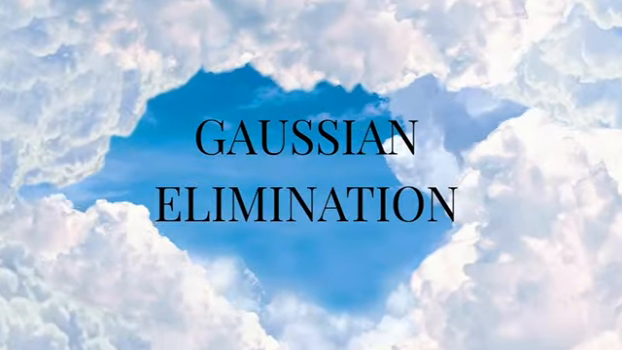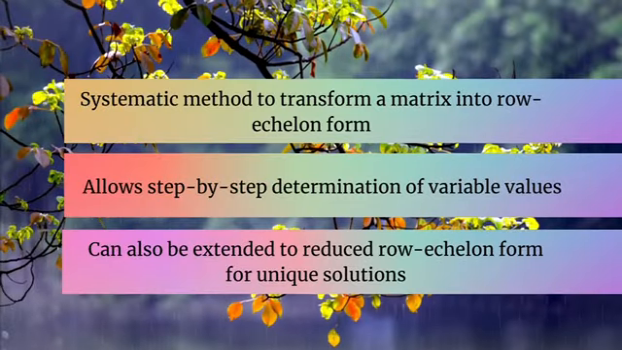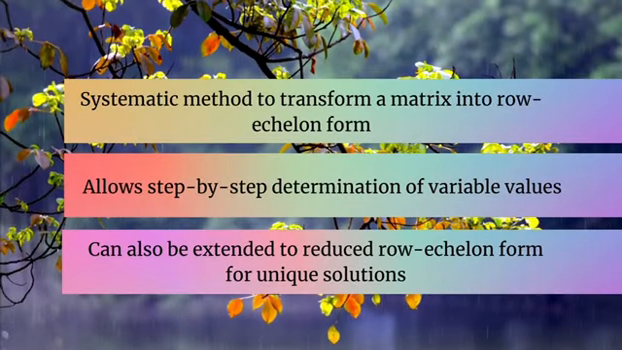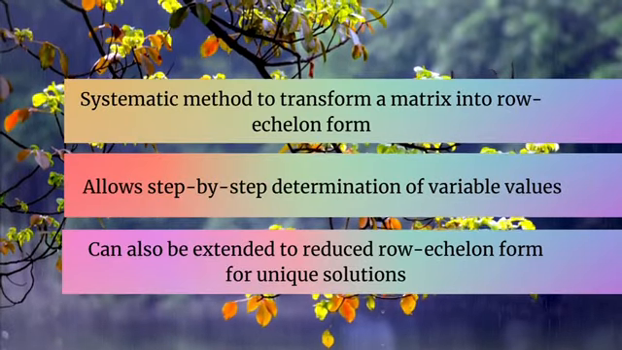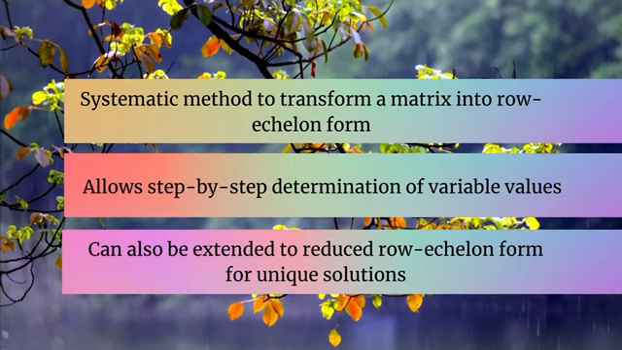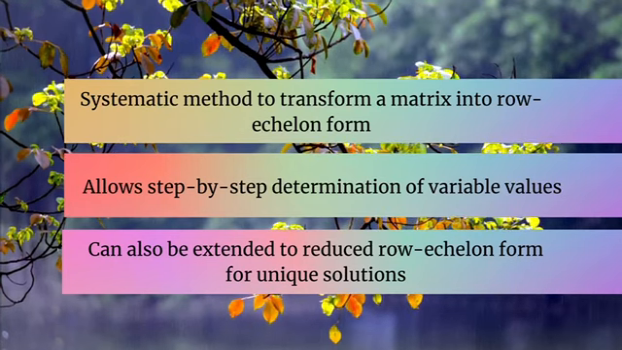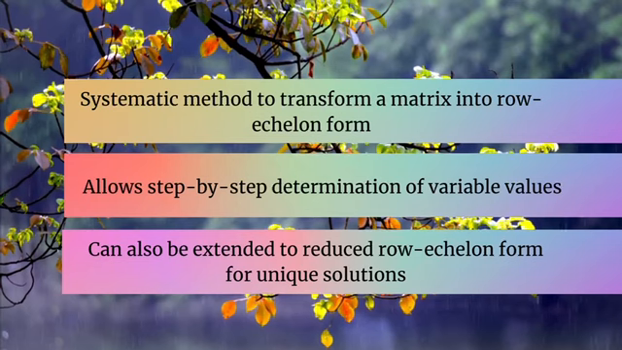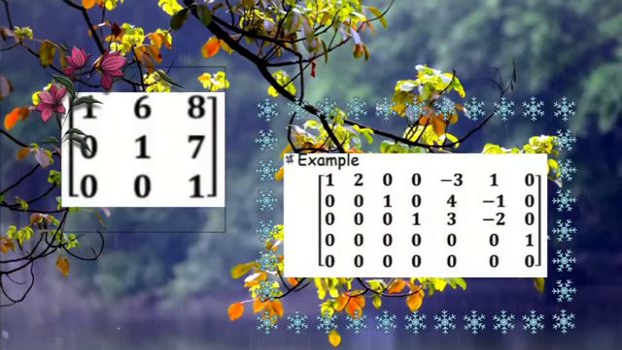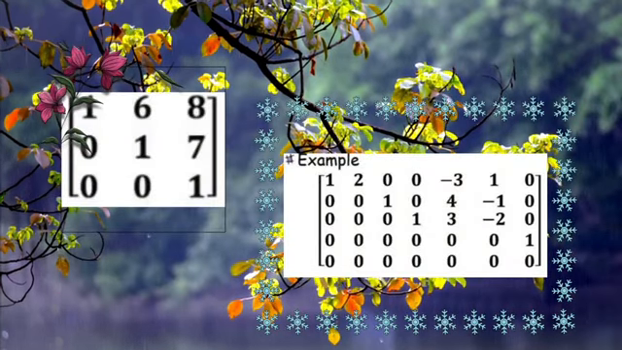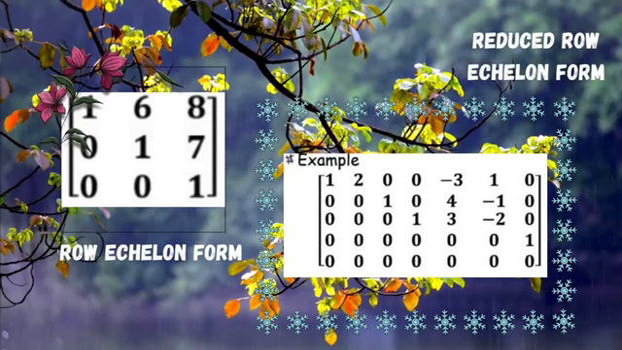Next is Gaussian elimination. It is a systematic method to transform a matrix into row echelon form. It allows step-by-step determination of variable values. It also can be extended to reduced row echelon form for unique solutions. This is the example of row echelon form and reduced row echelon form.